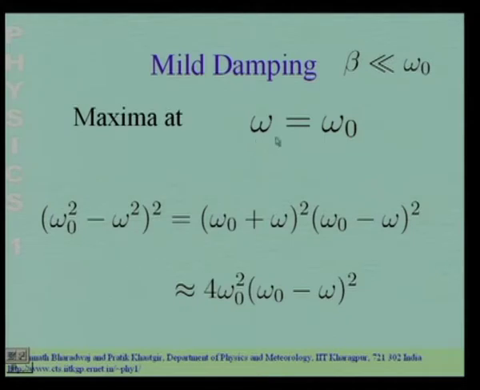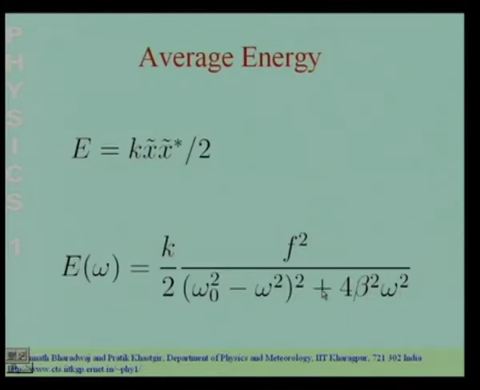So, you can say that the maxima occurs at omega equal to omega naught, and the first thing you can do is write omega naught square minus omega square, whole square, as omega naught plus omega whole square times omega naught minus omega whole square. You can approximate omega naught equal to omega in the first factor because that is around the peak, and the differences are quite small around the peak. What you get is 4 omega naught square times omega naught minus omega square. So, we can take this and put it into this expression.